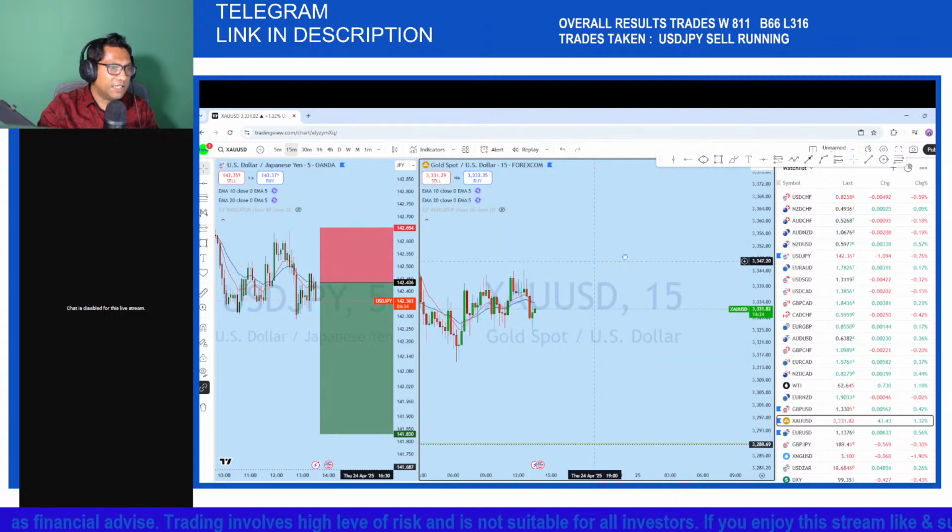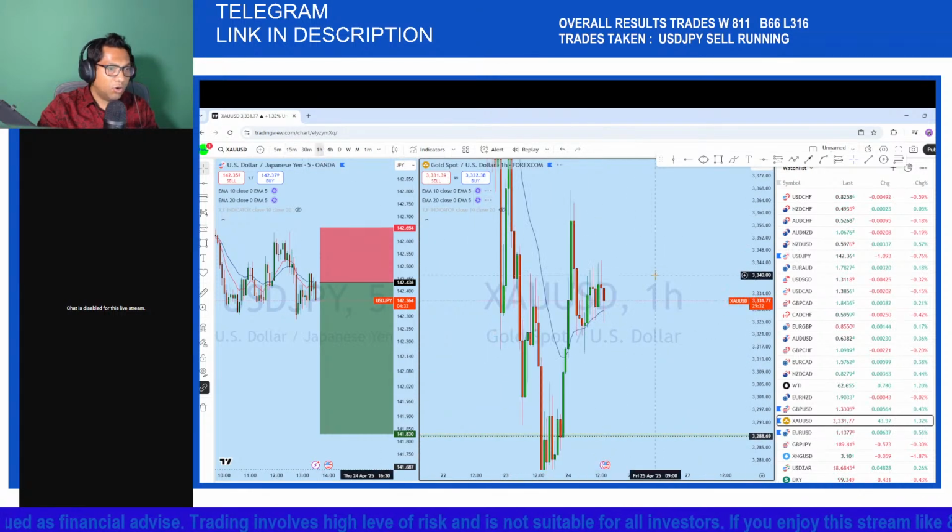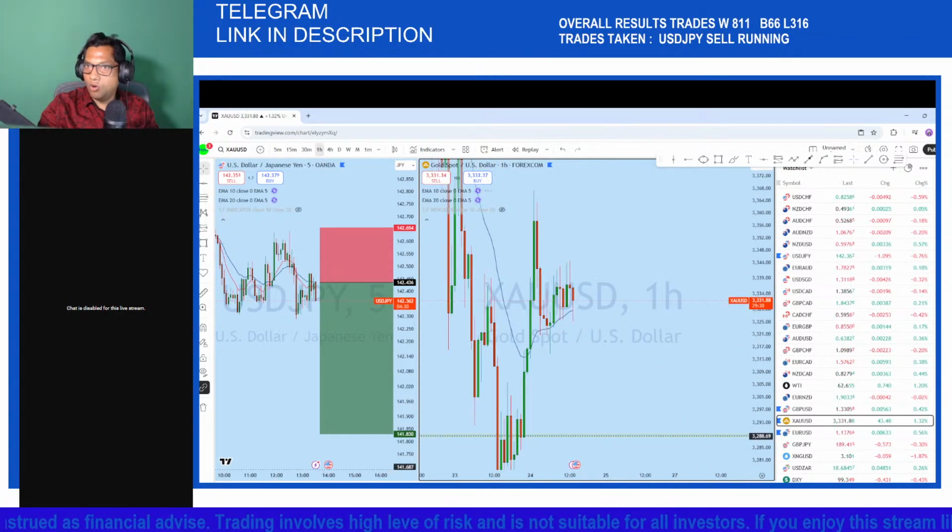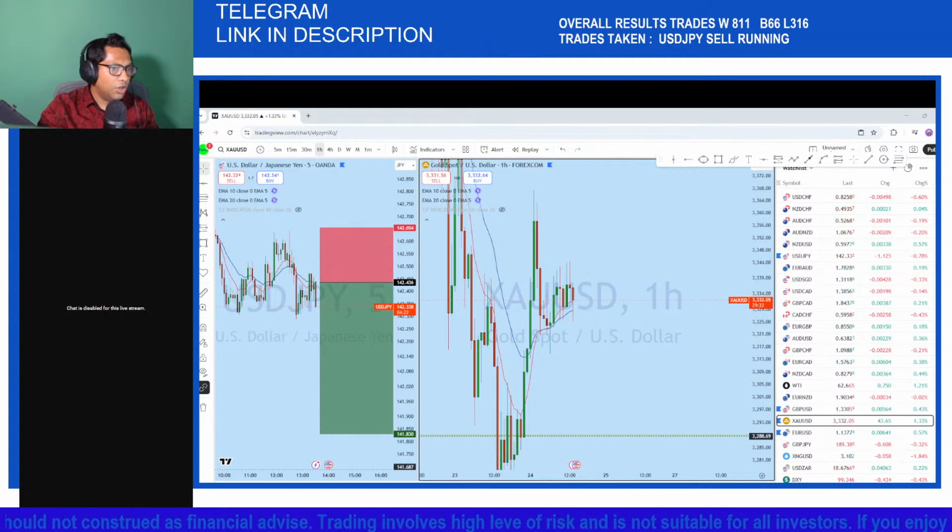While we can see that XAUSD is also in a long trend here, we want to see the market drop back down. Dollar yen is moving in the direction.